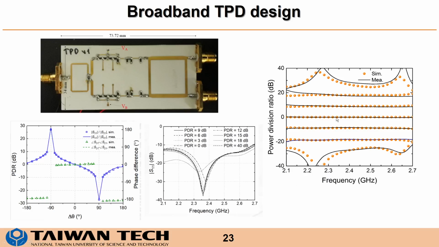And for more detail about the power division ratio, we can see in the figure on the right corner that across the frequency, the power ratio can switch in a very flat pattern, which means that in broadband operating, it also keeps the power division ratio at the same level.